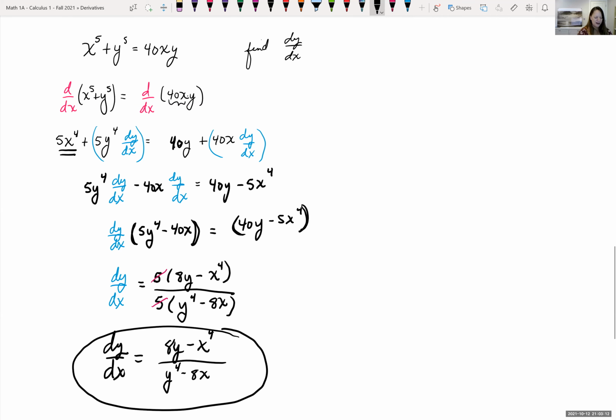So there's an example where one side wasn't a constant, but you're still taking the derivative of both sides. You just have to get all the terms with dy/dx on one side, all the terms without dy/dx on the other side, and then solve. If you have more than one term with dy/dx, then you're going to have to factor it out of all the terms that have dy/dx in it.